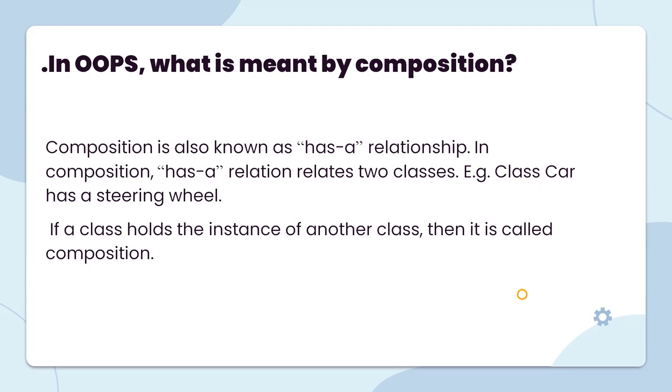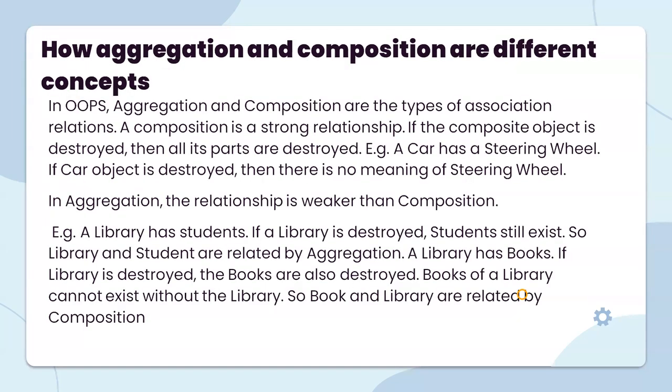In OOPs, what is meant by composition? Okay, composition is also known as the has-a relation. In composition, a has-a relation relates two classes. Class Car has a steering wheel. If a class holds the instance of another class, then it's called a composition. Okay, composition.